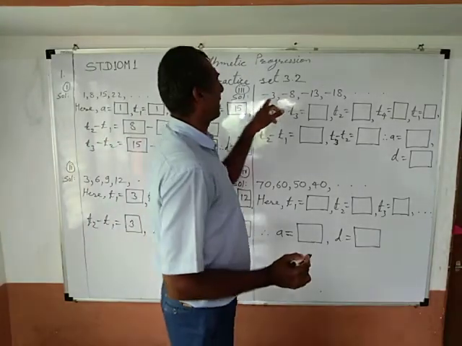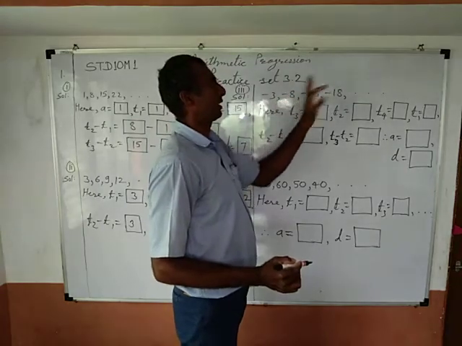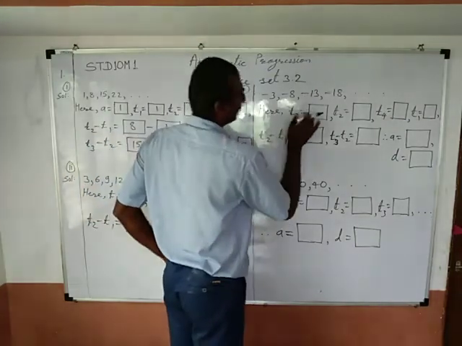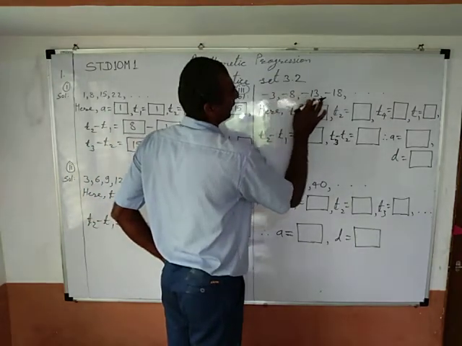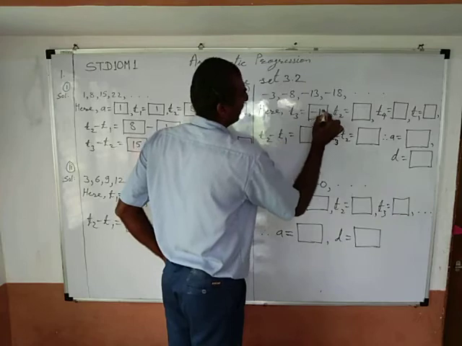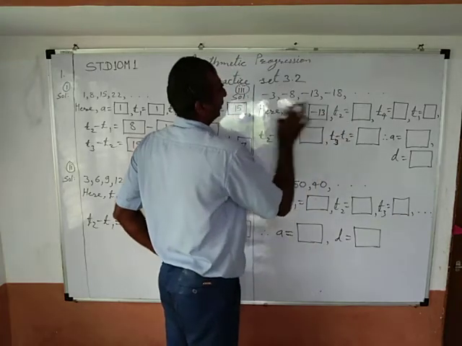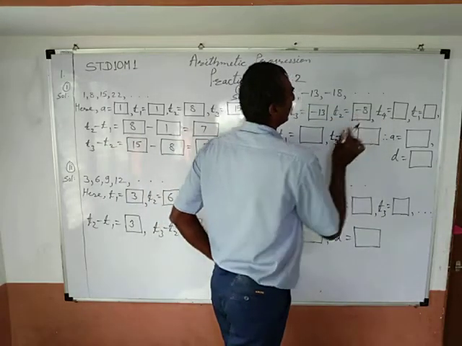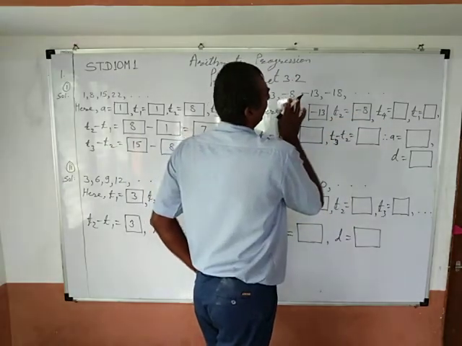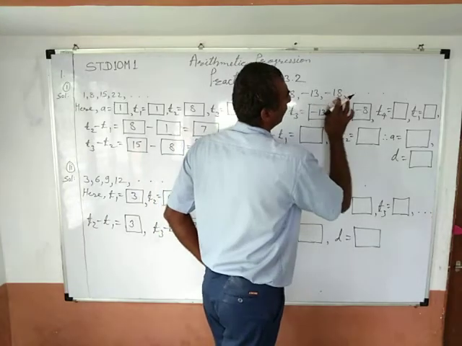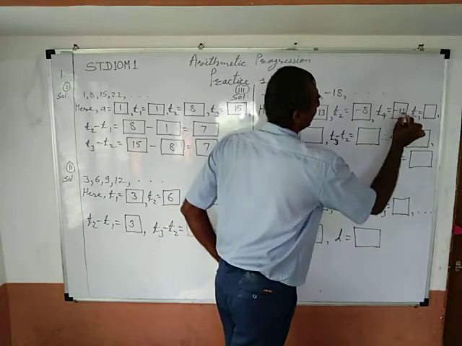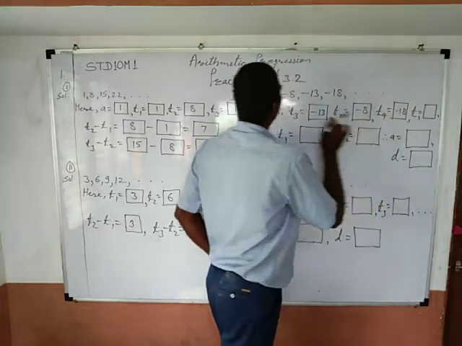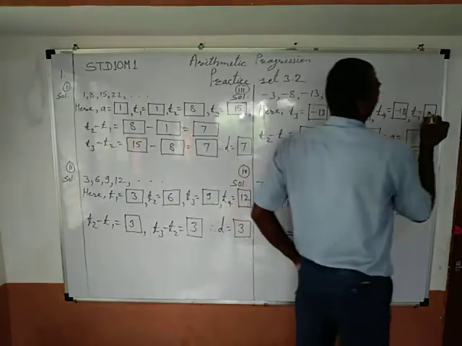Number 3. Minus 3, minus 8, minus 13, minus 18 and so on. Its solution: T1, T2, T3. T3 equals minus 13. T2 equals minus 8. T4 equals minus 18, and from the given AP, T1 is minus 3.